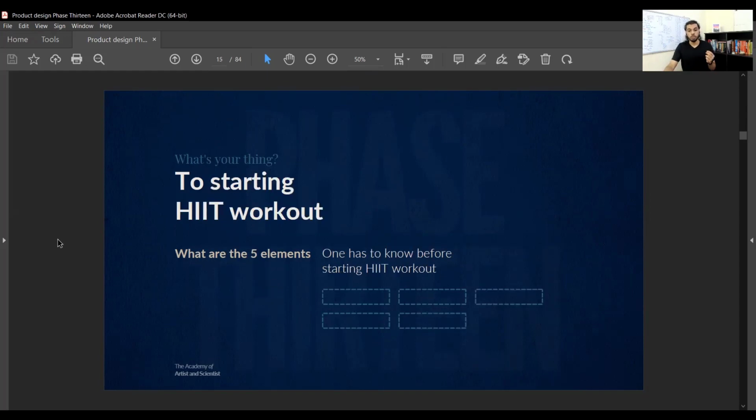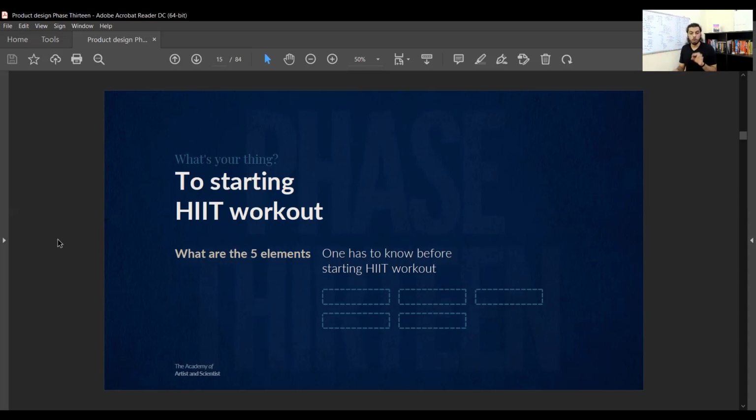One has to know before starting a charity workout. What are the elements that I need to have? Like steps. I need something to calculate my calories and something to calculate my weight. I'm starting a challenge, so I need to have these things in mind. I need clothes for the workout, and bands for my hair. So there are a lot of things that need to be taken care of.